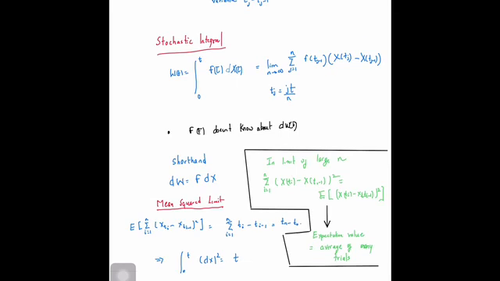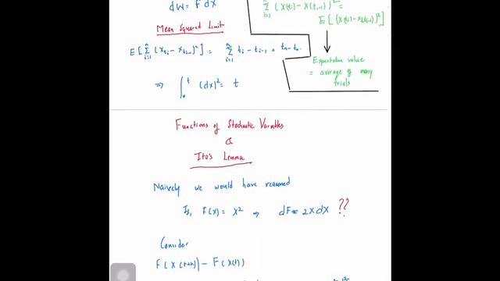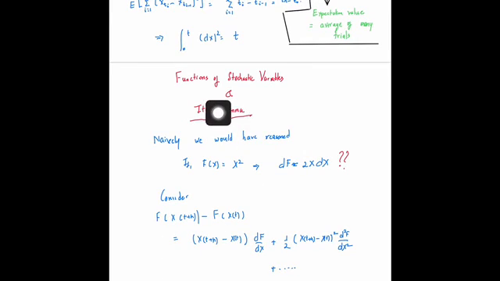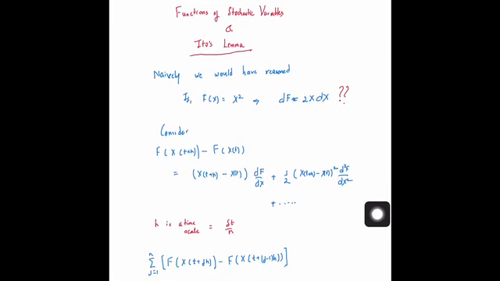Okay, now the next thing that we come to is the concept of functions of stochastic variables in the Ito lemma. Naively, we would have expected that the function f equal to x squared would imply df is equal to 2x dx. But because the x that is there is a stochastic variable, things would come out to be different, and we'll see how it's coming out to be different.